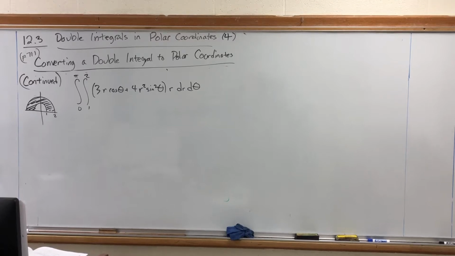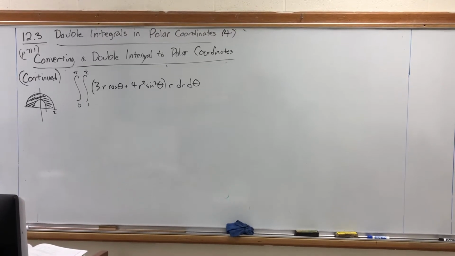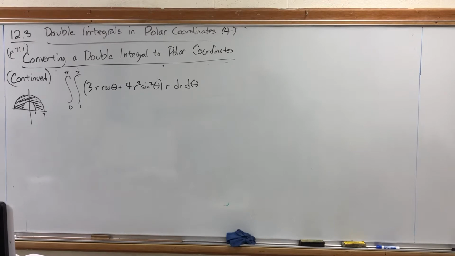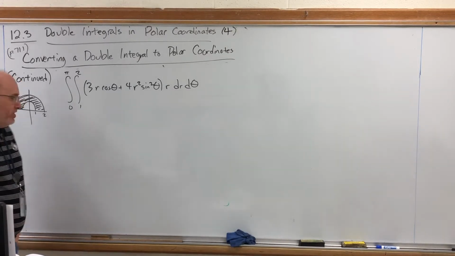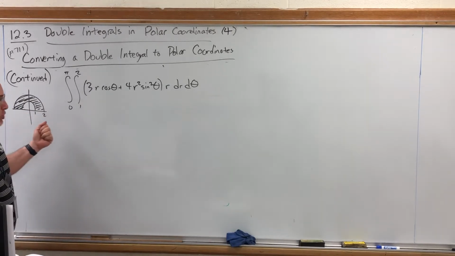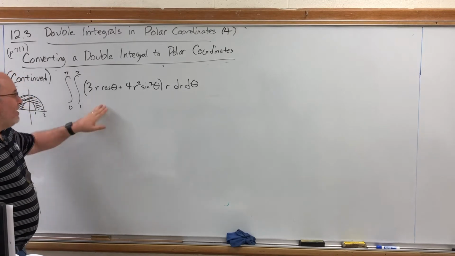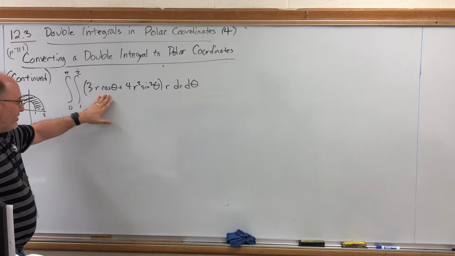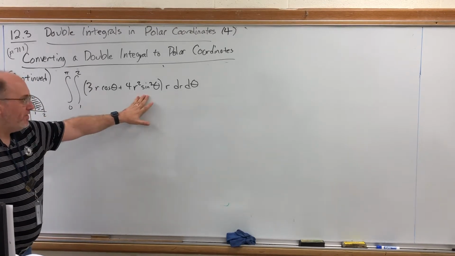Section 12.3, double integrals in polar coordinates, video 4. In the previous video, we set up a double integral. It was already set up in rectangular coordinates, and we were given this polar rectangle over which to integrate. So we converted it to a double integral in polar coordinates by replacing x with r cosine theta and y with r sine theta.